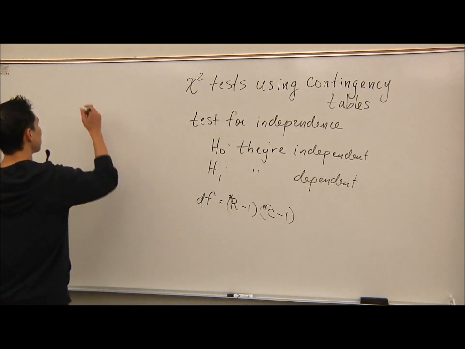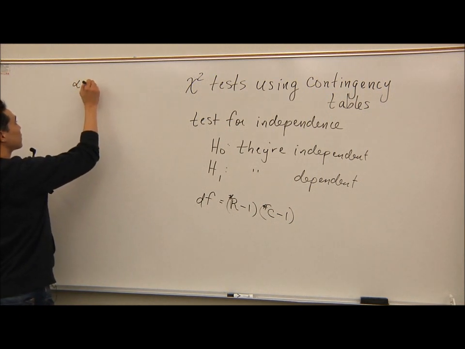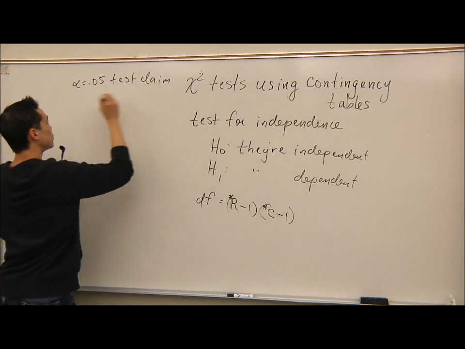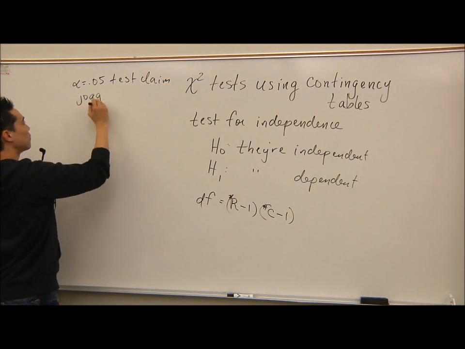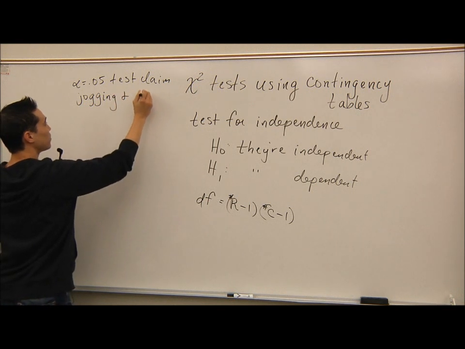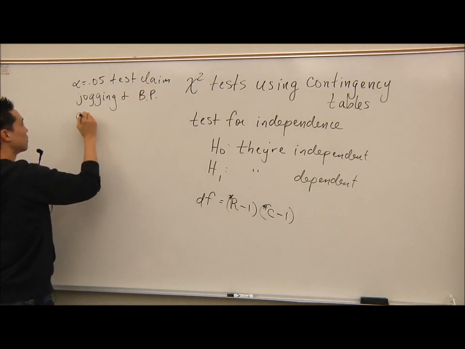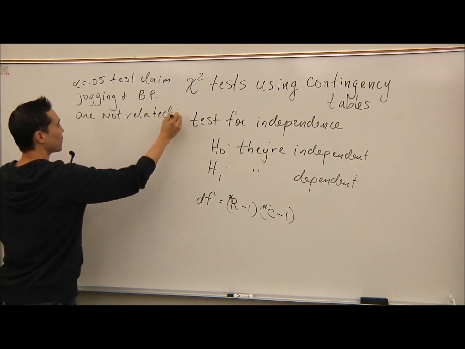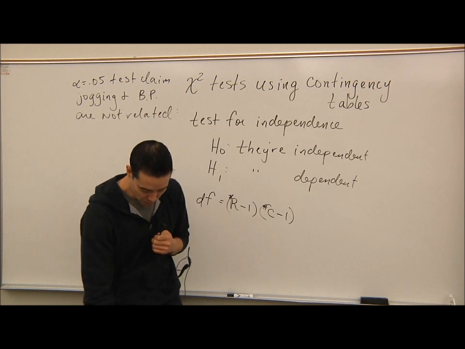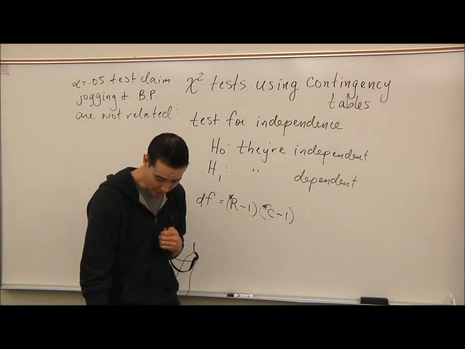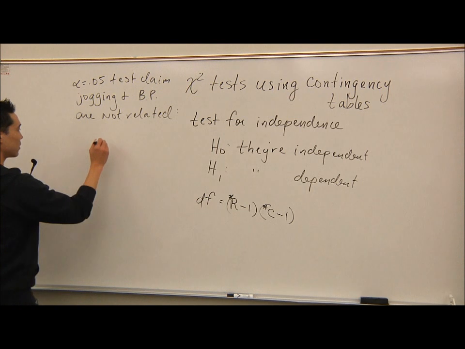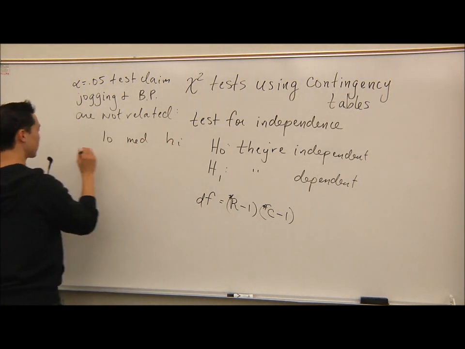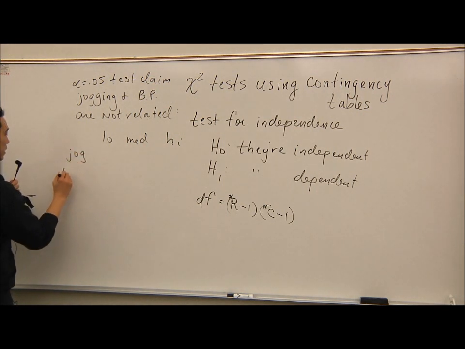Okay? So here we go. At alpha equals 0.05, test the claim jogging and BP, blood pressure, are not related. Okay? And this is our given actual data. So we have blood pressure, low, medium, high, jogger, and non-jogger. So low, medium, high, a jogger, and a non-jogger.